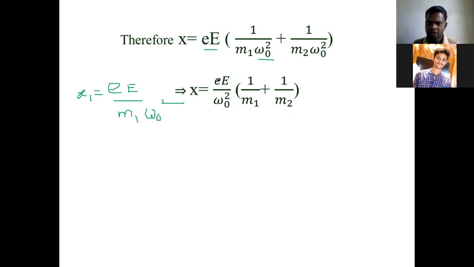Small e into capital E by omega naught square into 1 by m1 plus 1 by m2. Here m1 and m2 are the masses of positive and negative ions respectively.